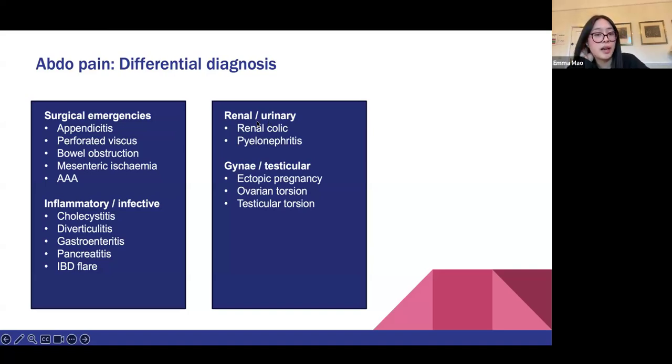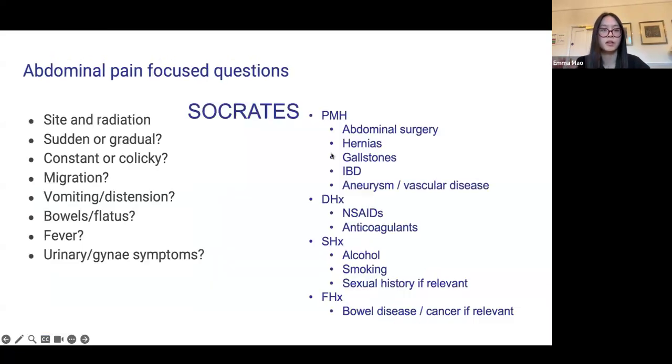Renal/urinary could be renal colic, pyelonephritis, and then gynae or testicular could be an ectopic pregnancy, ovarian torsion, testicular torsion. So these are all things as well. They're all in the abdomen, so could be any of these things. So there's a lot broad differential to rule out here.